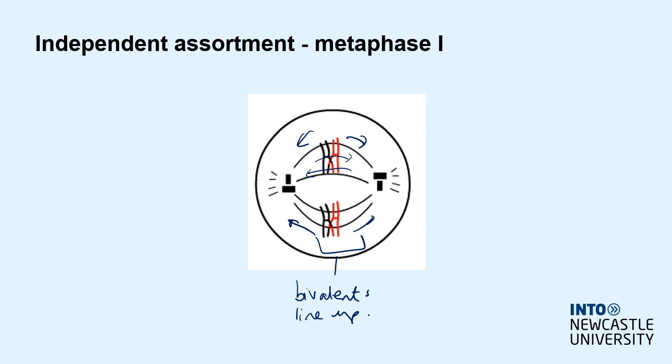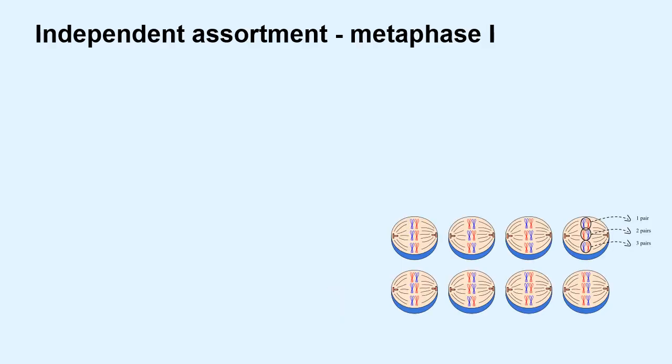So just to show you the amount of variation you can get by independent assortment in metaphase 1, you can actually do a calculation for it. And the equation you're going to use is 2^n, where n is the number of chromosomes.